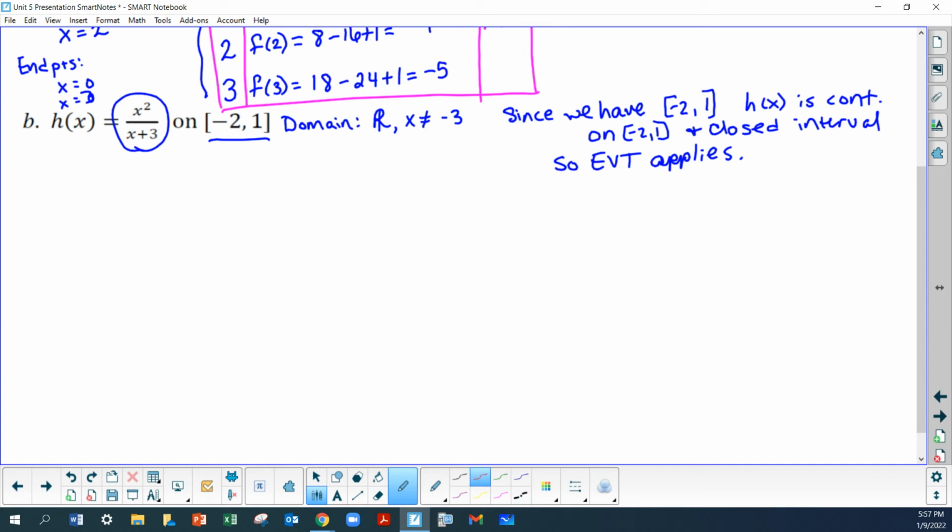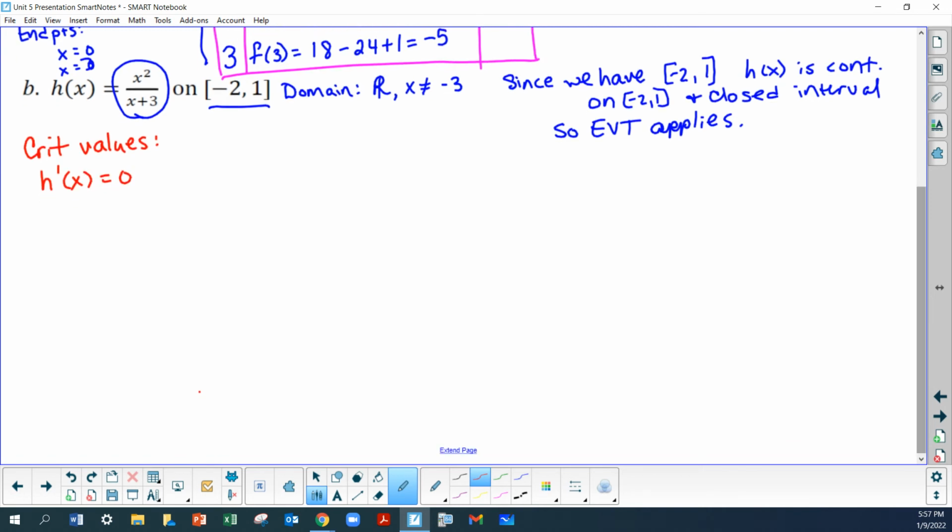All right, let's get to work. Let's go find our critical values. We do that how? That's right, we take the derivative, set it equal to 0, and find it from there. Now, this one, I expect we might have an undefined value too. So I'm going to include that in my critical value analysis. Let's get h prime of x.